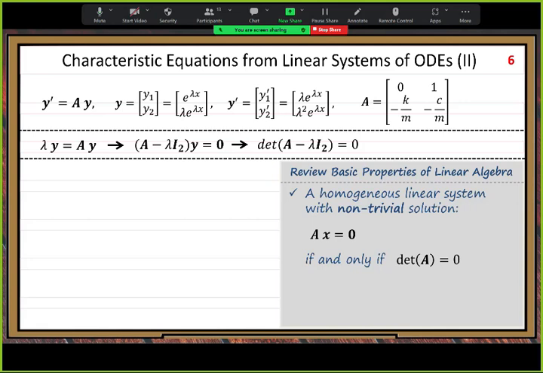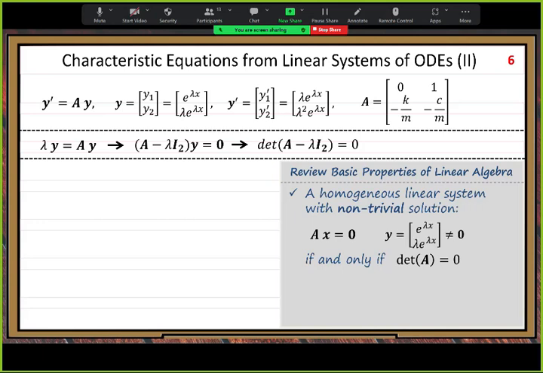It goes both ways. If the determinant equals 0, then it must have a non-trivial solution. The other direction: if it has a non-trivial solution, then the determinant must be 0. This is a linear algebra result. Then I will explain why.